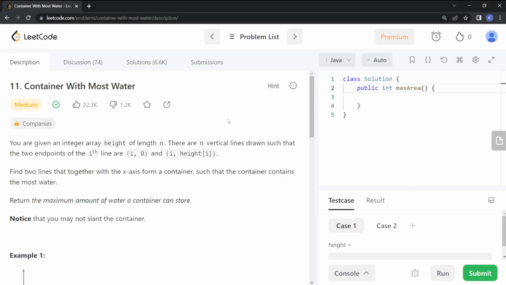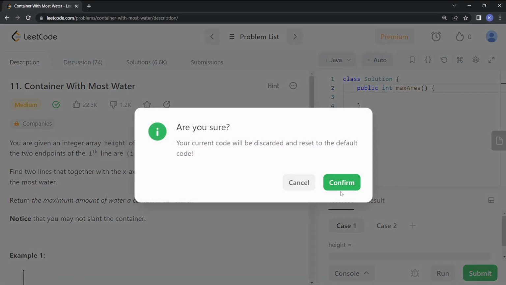Hey guys, so this is question 11 on LeetCode, which is Container With Most Water. It is a medium level question. Basically, the question is that you're given an integer array height of length n. If I reset this code, you'll find it out here.